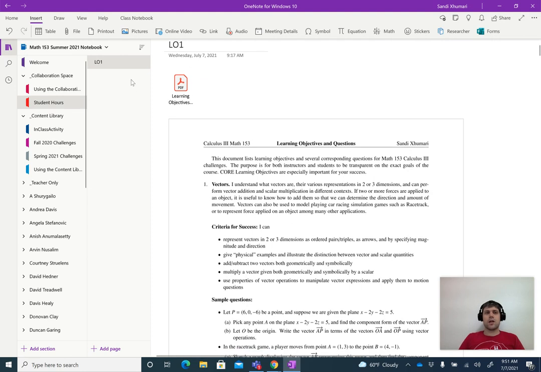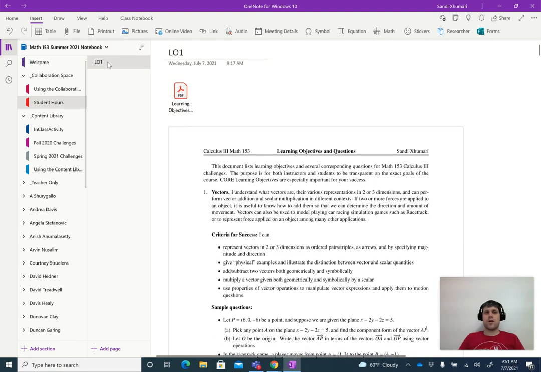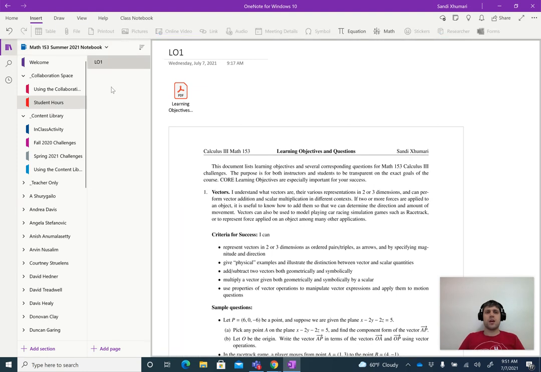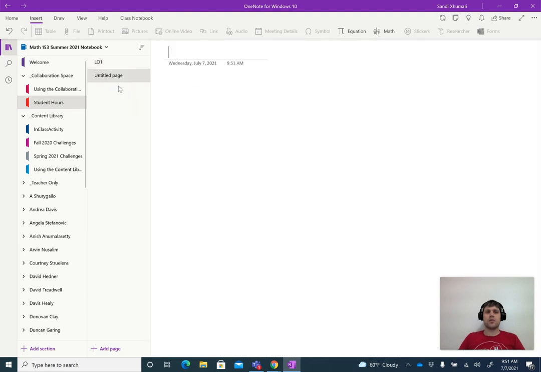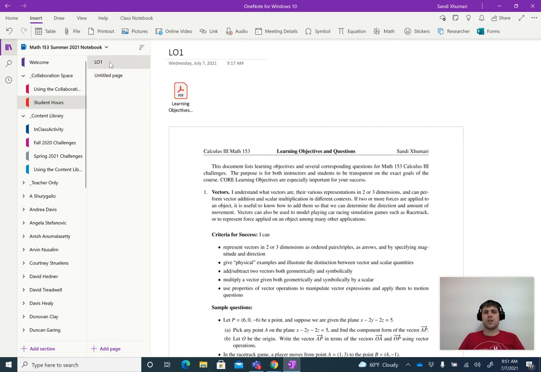Okay, so under here, I created a new page, which you can do easily. And once you create a new page, you can add a printout. So let me do it over here. You add a printout, and so you can upload your challenge PDF in here, and it will show up just like here it did for LO1.